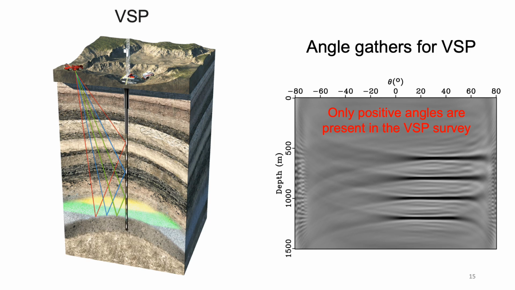This is a recap of the cartoon illustration of the VSP survey. It is obvious that only one side of the receiver line is illuminated by source receiver pairs. This is the reason why only positive angles show up in the angle gathers in the right part.